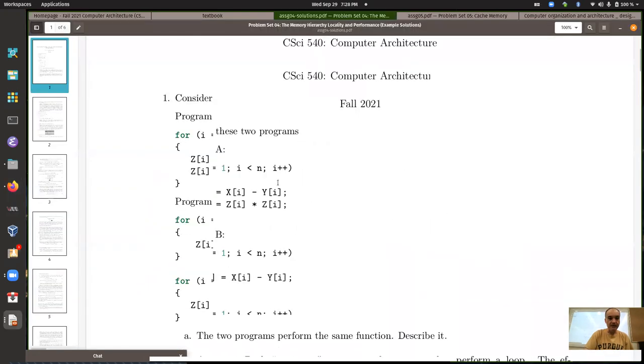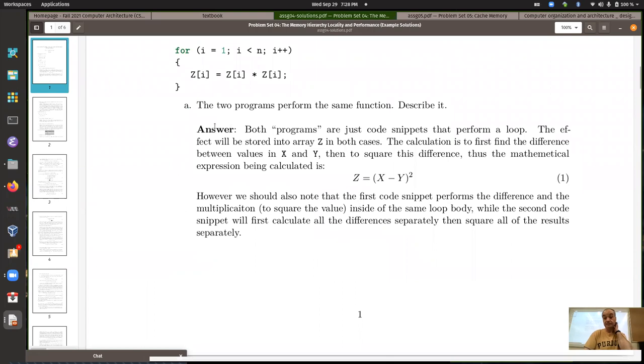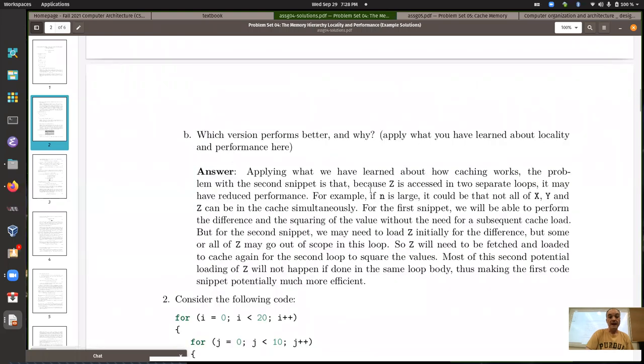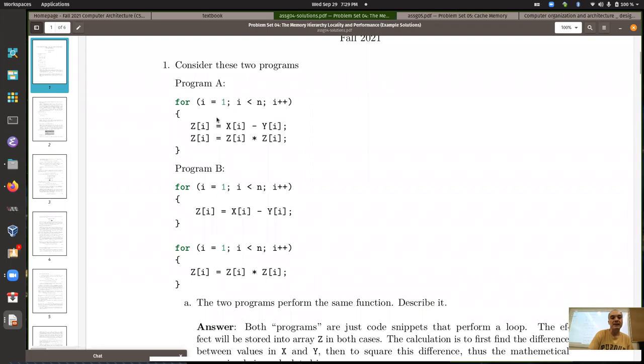I don't know if I'll spend too much time on here. Let me think. There was one thing for question one that I really did want to point out. A lot of people answered the second part by going to an argument about algorithmic complexity, which was correct. The argument went something like this: program A is more efficient than program B, because even though the same total number of subtractions, multiplications and assignments happen, they're split up into two loops and one loop.